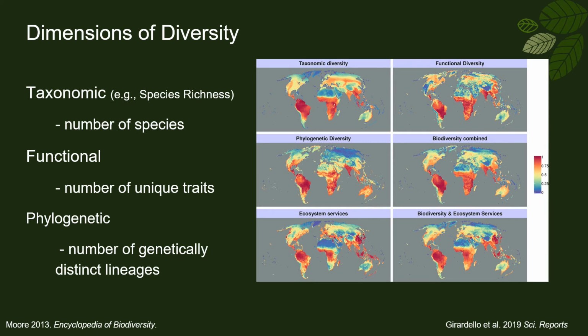Areas on these maps that are red have a value of 1, meaning they are of highest priority, and comparatively, areas colored purple have a value of 0, which are considered to be lowest priority areas. In this project, I focused primarily on taxonomic and functional diversity.